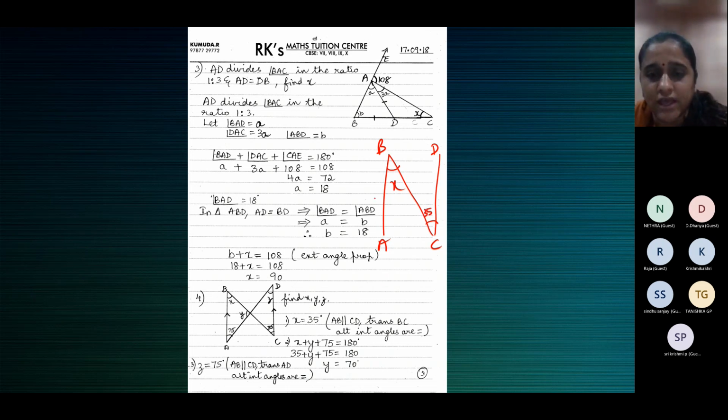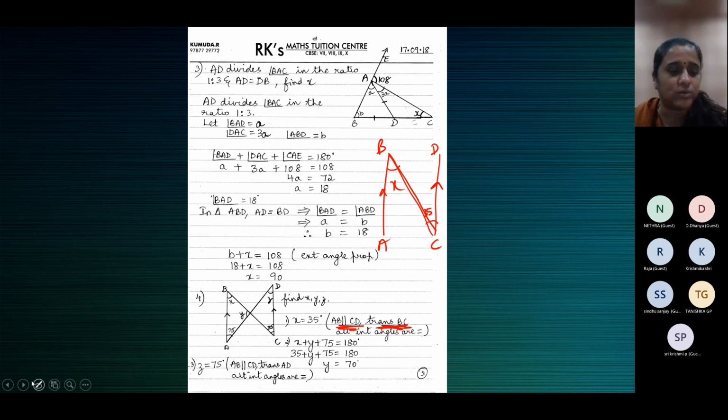So you can see from this figure, AB is parallel to CD, and BC is a transversal. I said you should mention the parallel lines and the transversal. So in short, I've written transversal BC, or you can say BC is the transversal. You must mention the parallel lines and the transversal. So from this figure, you can make out AB is parallel to CD, and BC or CB, anything, is the transversal.